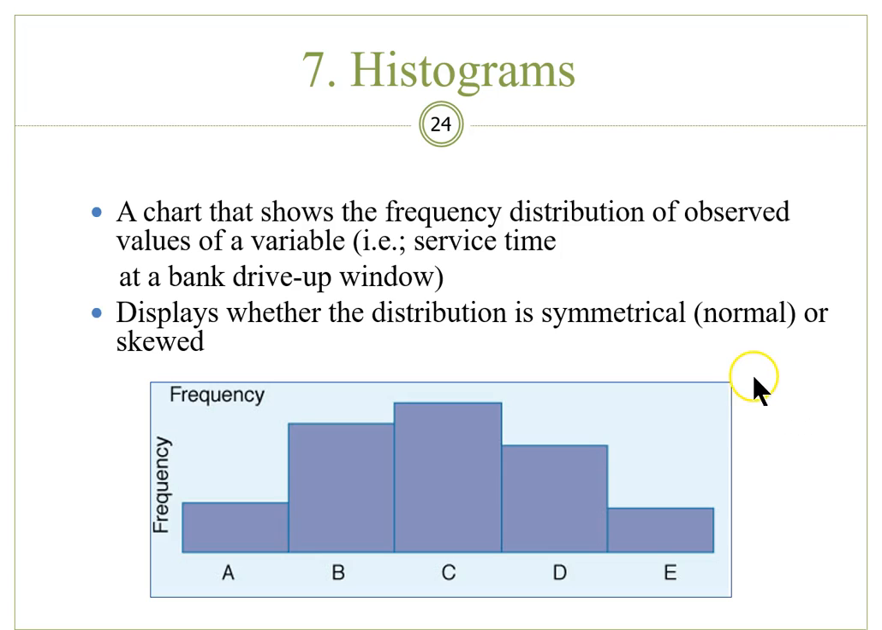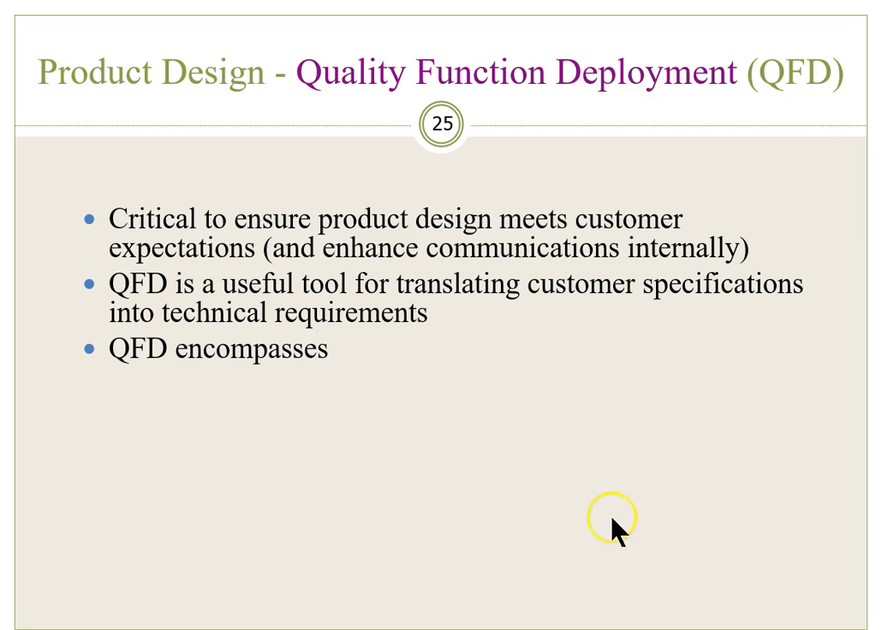And last but not least, you have your histograms, and those are simply charts that show the frequency distribution of observed values of a variable. For example, service time at a bank drive-up window, or service time at just a regular fast food drive-through. It really displays whether the distribution is symmetrical, which is kind of normal, or skewed, which is abnormal, and then you would know at that point that you would need to follow up and take some next action steps in regards to it.